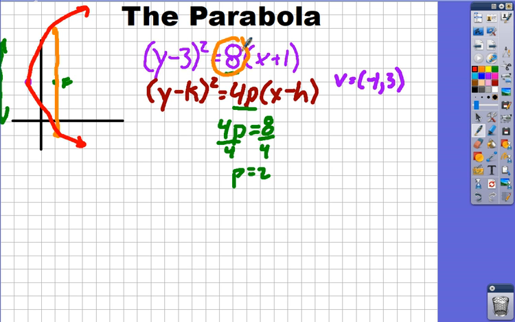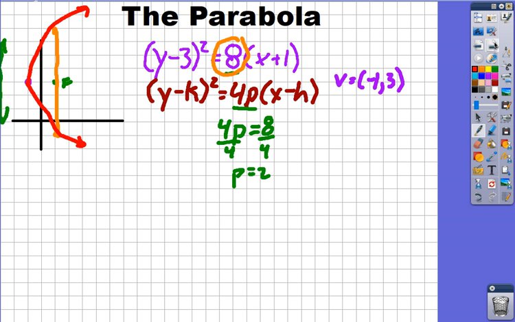Now, if we were to go ahead and change this back to the way we're used to seeing it, this over here would be 1/8 in front. We'd still have the same vertex, -1, comma 3, but we would think of it as horizontally compressed by 1/8. So that's the translation of a parabola.